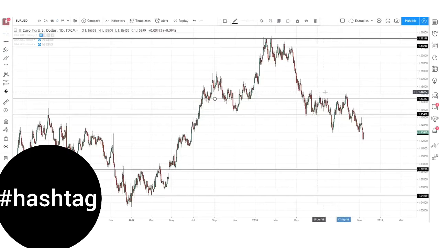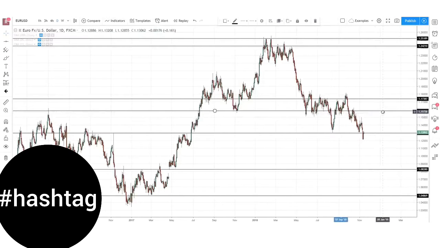I can draw another level if I wish to. But I want to keep my charts clean. So I'm just going to use one level. This one over here, right, if I just adjust it slightly higher. Okay, notice that here I can 1 touch, 2 touch, 3, 4, 5, 6, 7, 8, 9. Quite a number of touches, right?